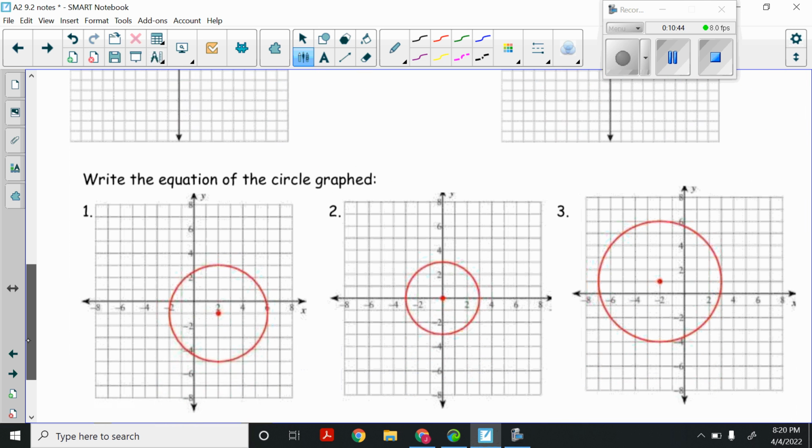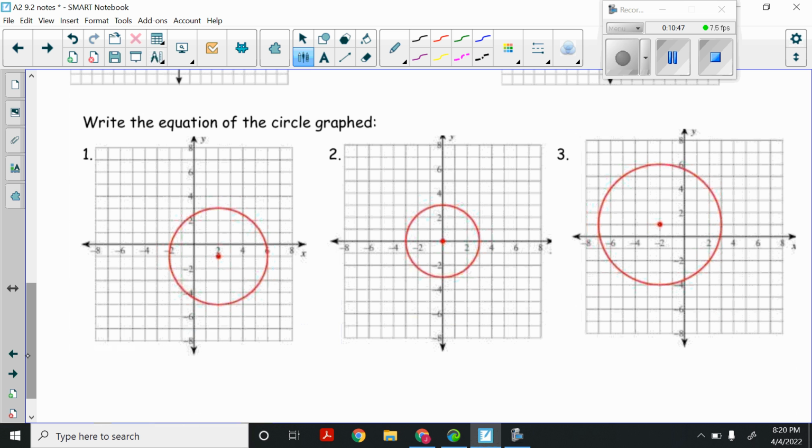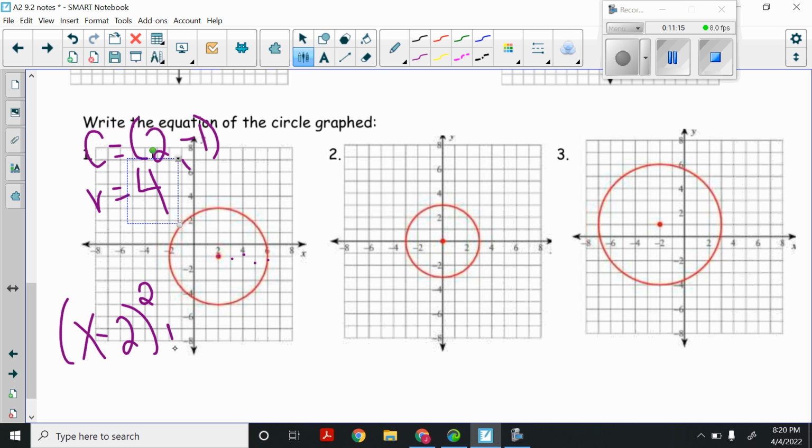So now we're going to do the opposite. They're going to give me the graph of the circle, and we're going to write the equation. So two things I need to write the equation of a circle: center and radius. So first I'm going to find my center. So on this first one, that is the point (2, -1). So then I'm just going to count how far out in any direction. So I'm going to go to the right. 1, 2, 3, 4. So the radius is 4. So I write this equation: (x - 2) squared plus (y + 1) squared equals my radius 4 squared, 16. There's the equation.